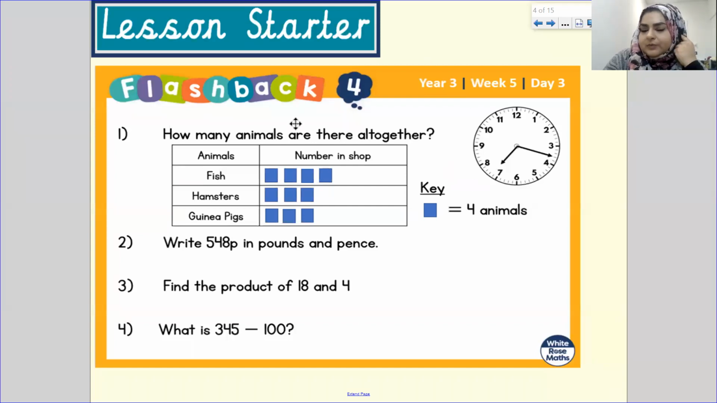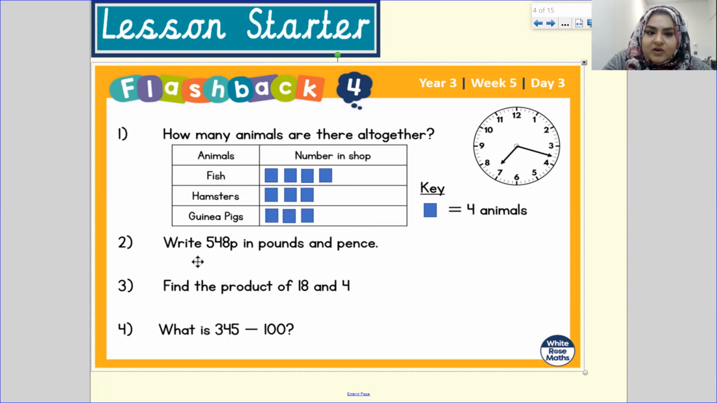Okay, fantastic. So number 1 says, how many animals are there altogether? We know that the key shows us that 1 square means 4 animals. So now let's count how many squares we have. 1, 2, 3, 4, 5, 6, 7, 8, 9, 10. Because it's asking how many there are altogether, I'm going to do 10 times 4. The reason I'm doing 10 times 4 is because I have 10 squares, but 1 square equals 4. And we all know 10 times 4 equals 40.